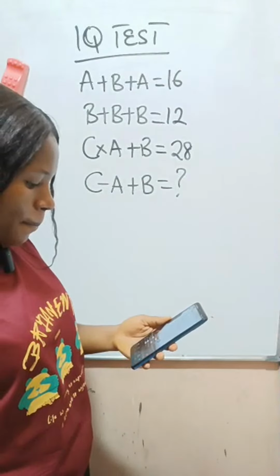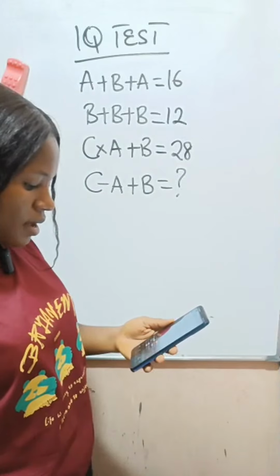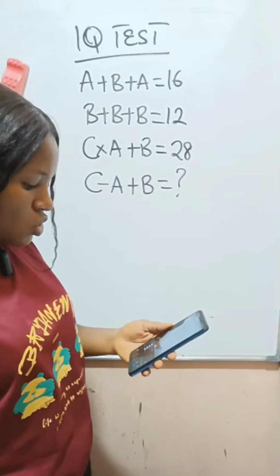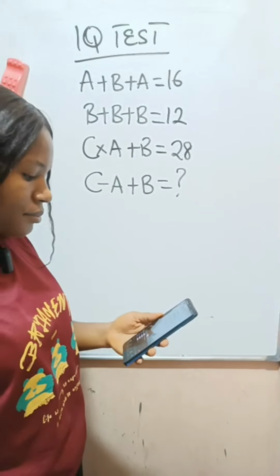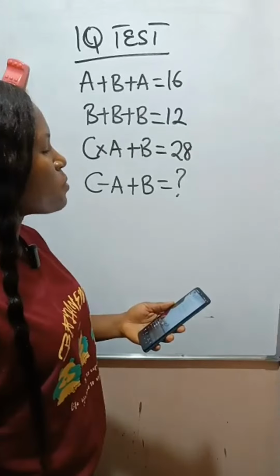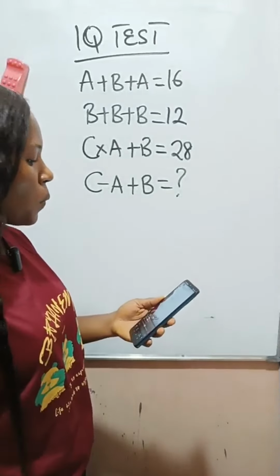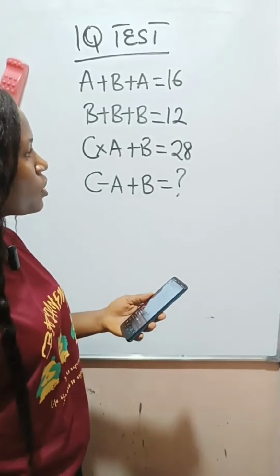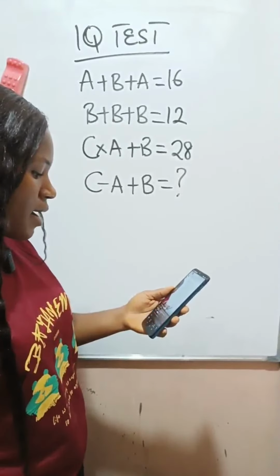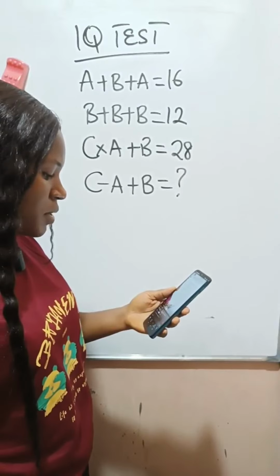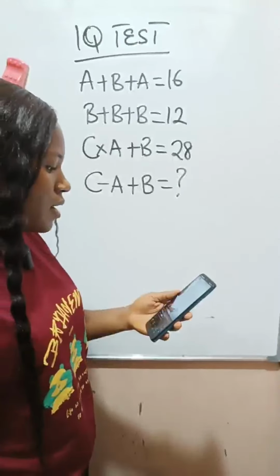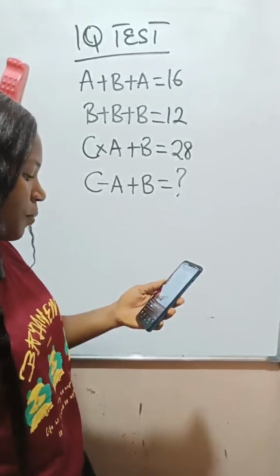Okay, so someone is saying the answer is 14. Another says the answer is 2. Now remember, always remember that there must be a loophole among those equations. There must be a particular equation that will help you to kickstart the whole solving. All right, so guys, let's continue.